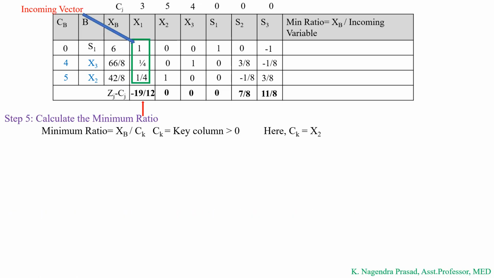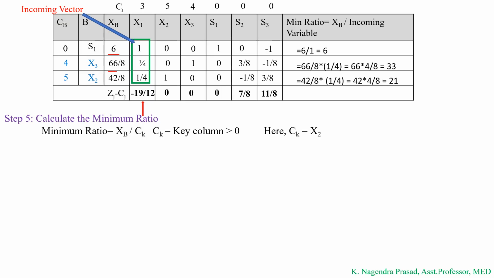So next we have to calculate the minimum ratio of XB divided by CK. First we calculate XB divided by CK for the first row, that is the S1 row. For the S1 row, the XB value is 6 and the CK value is 1, 6 by 1, it is 6. Next for the second row, XB value is 66 by 8 divided by 1 by 4, which is 66 by 8 into 4, the value is 33.